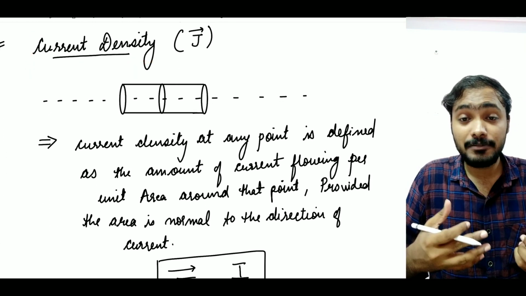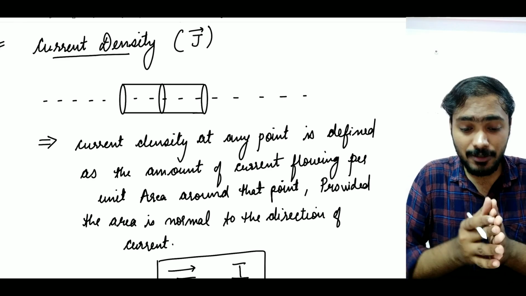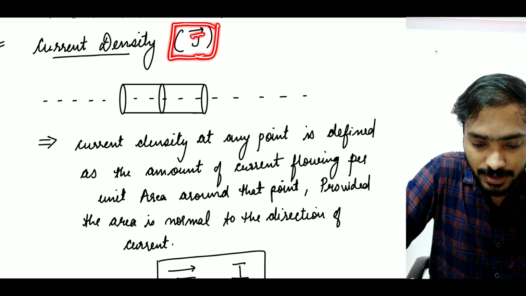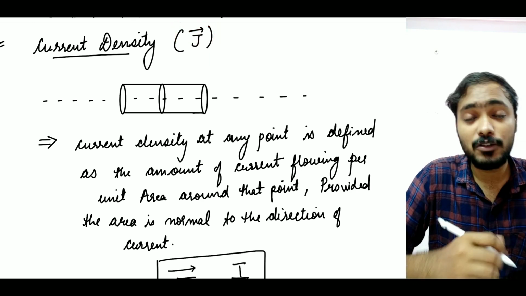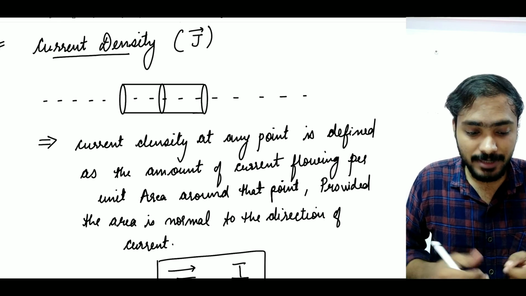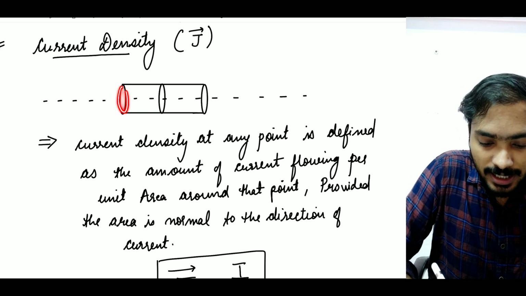So this is an alternative for your current. Now, let's try to understand how we define it. It is actually written as J. J is the symbol with a vector sign over it, right? Now let me try to explain what is your current density, right? Okay, so let's say you have a conductor over here.